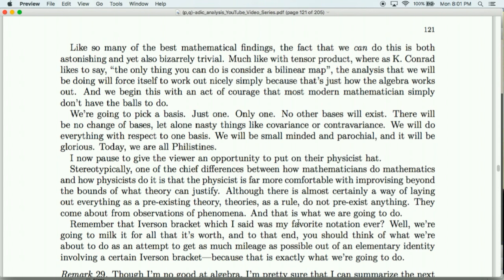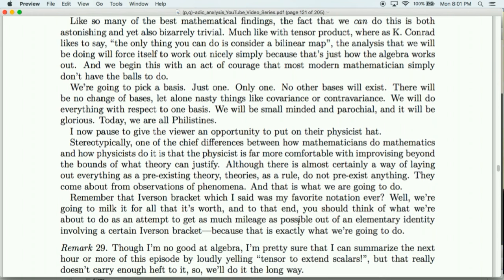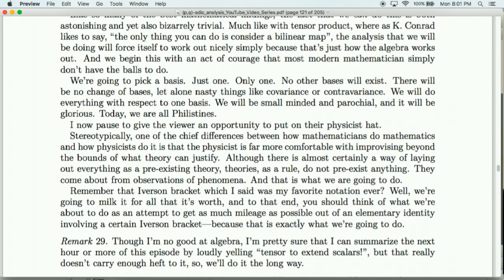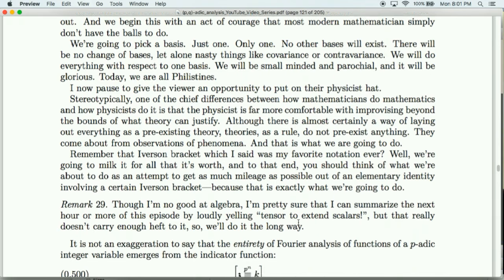We're going to milk that thing for all it is worth, and to that end, it's actually going to be very instructive if you think of this whole episode as trying to get as much mileage as possible out of the Iverson bracket and a couple of elementary identities. Also, though I'm no good at algebra, I'm pretty sure that the next hour or so of what I'm about to tell you can be summarized by loudly yelling, "Tensor to extend scalars! Tensor to extend scalars!" But that really doesn't carry the same weight, so we'll do it the long way.